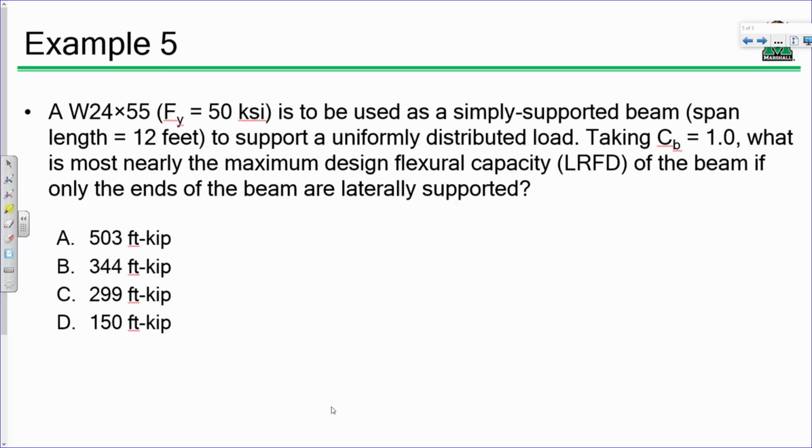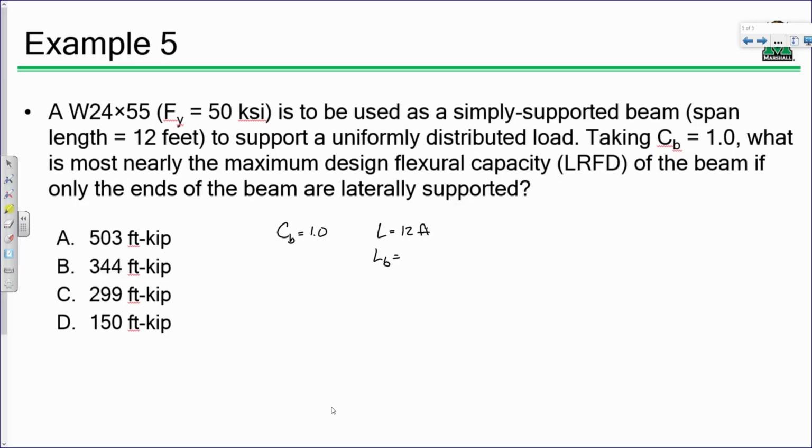Okay, so let's see if we can make sense of this. Now this problem is making things a little simpler for you because Cb equals 1. Now, we could redo this problem by considering a Cb value larger than 1, and I'll show you how to do that here in a second, but for now, we're just going to keep that basic. So Cb is 1. Let's see. So the length of this beam is 12 feet.